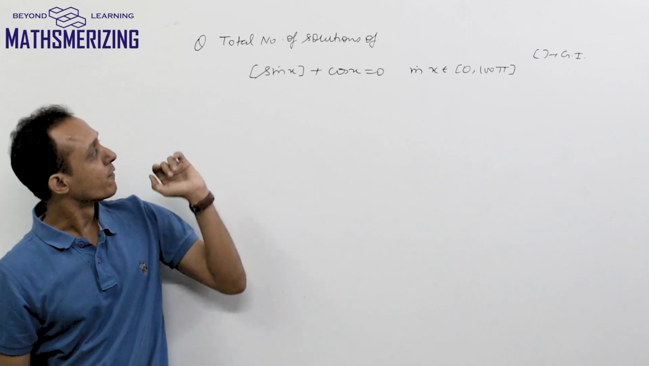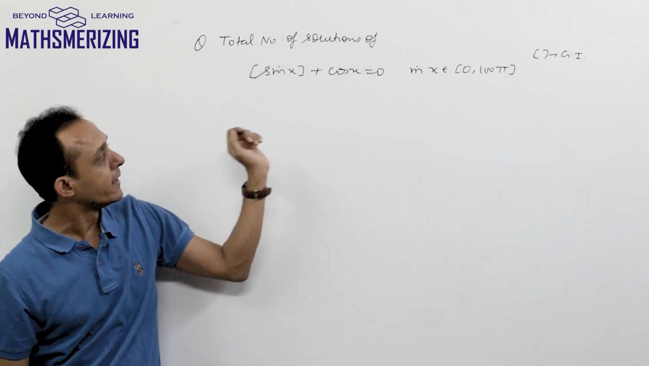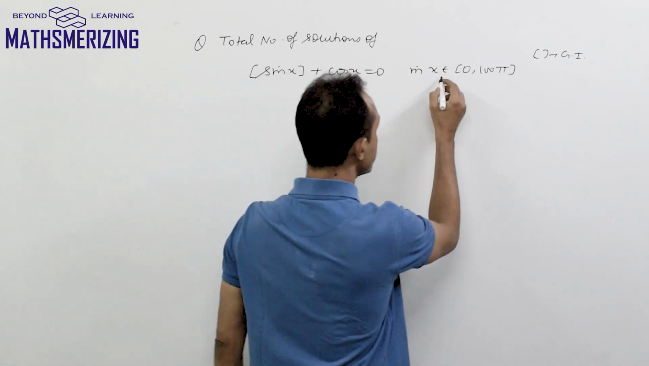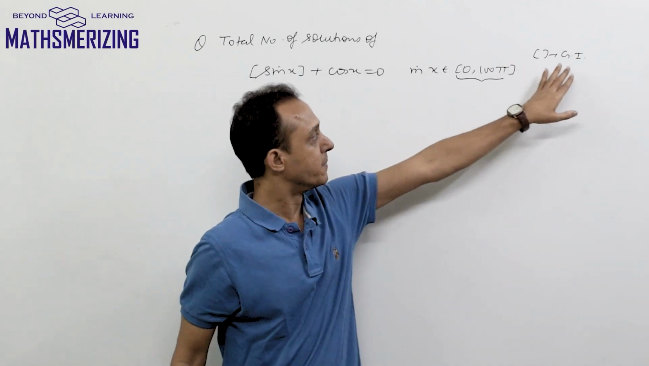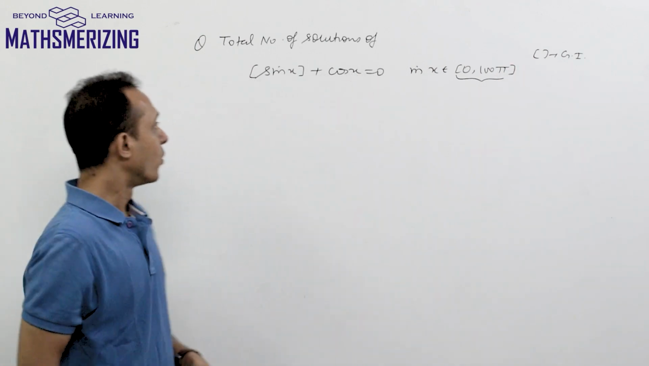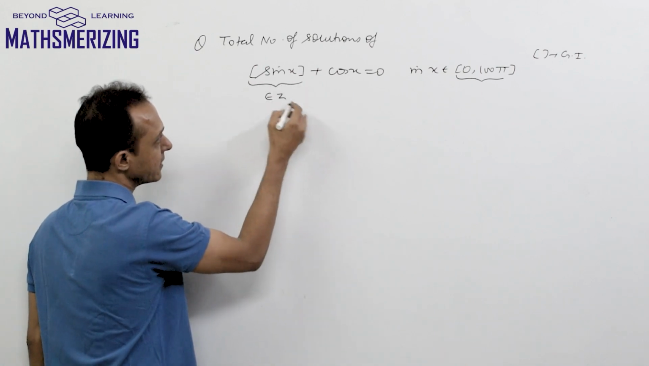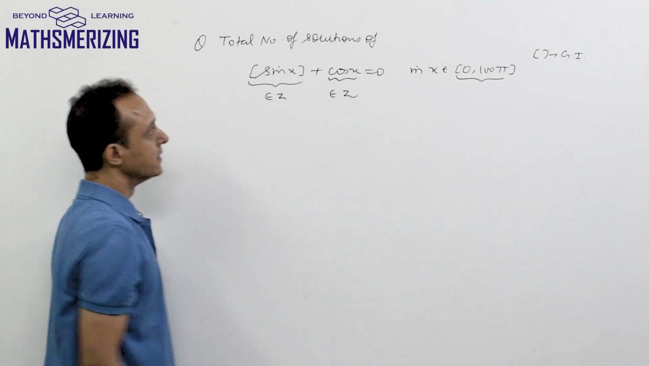Let us take up another question. The question is, find the total number of solutions of the equation greatest integer function of sin x plus cos x should be 0. And we have to find the number of solutions when x belongs to 0 to 100 pi, where this box represents the greatest integer function. Now what I know is any greatest integer function is nothing but an integer. So that means this cos x should also be an integer.